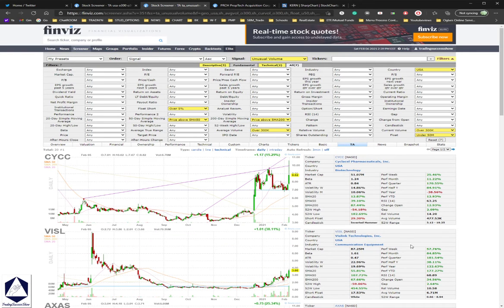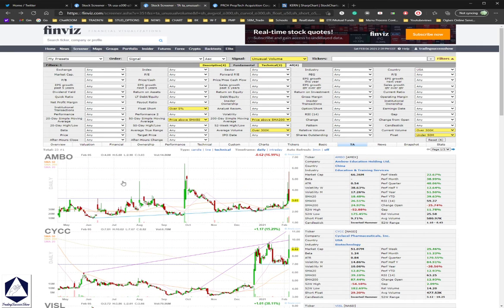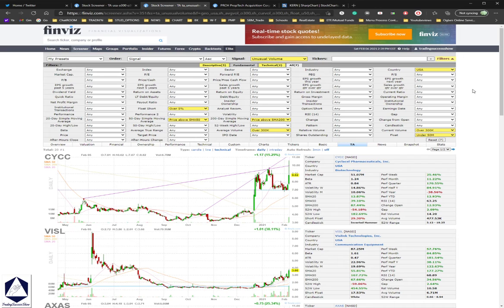So I actually didn't like the other one, the AMBO, because the move has already been made. So there's no need for me going back in it. Though the support is still decent, I wouldn't want to go into it. So let's look for US stock.